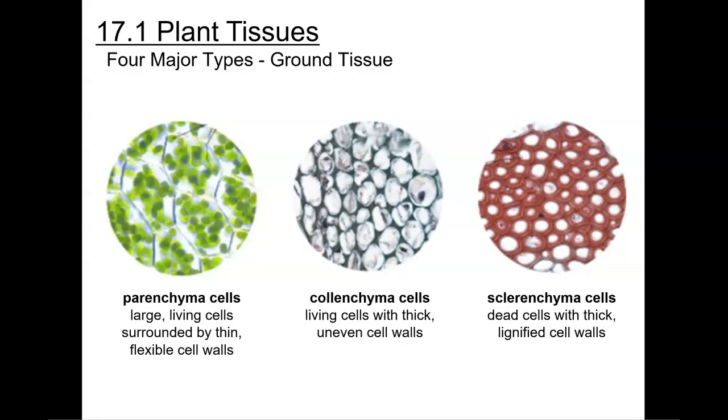Lastly, on the right-hand side, you're going to see the sclerenchyma cells. These are your dead cells. Notice how thick those cell walls are compared to the other two pictures to the left. They are very thick because they have that lignified cell wall inside of them. That gives it a lot of tough structure, and that tough structure helps with support.